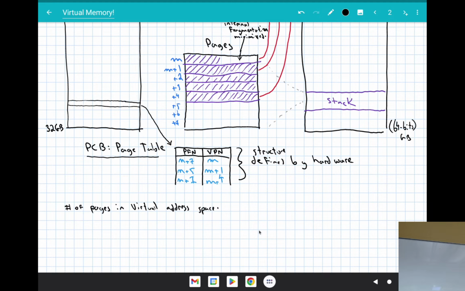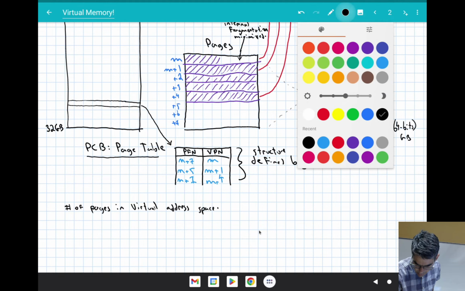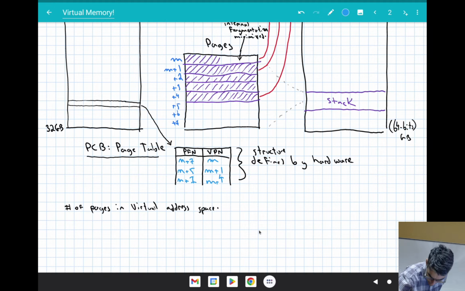Some of them are going to be marked as unallocated. So here, if my page table goes to m+5, I'm going to have an entry here that just says it's not allocated. If a process tries to read that, we will get a page fault, a segmentation fault, because it's not currently allocated to this process. But this table now has to have an entry in it for every single page, whether it's allocated or not.